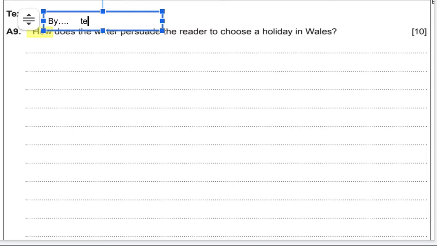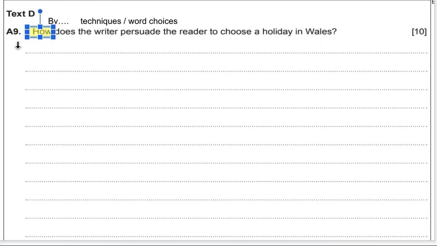But also you're going to be looking for techniques. All right, we'll talk a little bit about avoiding technique spotting. But much more than that, you're also going to need to be looking at word choices. All right, so by using techniques or by choosing particular words, the writer tries to persuade the reader to choose a holiday in Wales. Okay, so let's have a look at text D and see how the writer tries to make Wales basically sound good. Let's have a look.